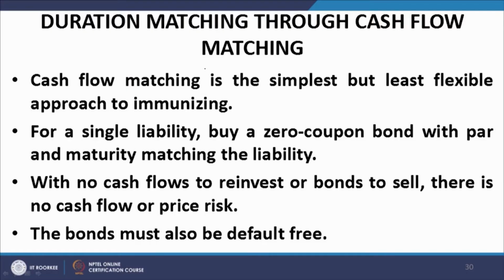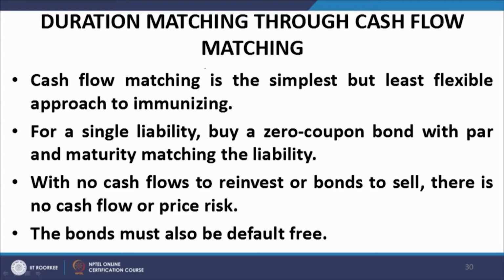So, let me quickly read out for you. Cash flow matching is the simplest but the least flexible approach to immunizing for a single liability. Buy a 0 coupon bond with par and maturity matching the liability. So, the final cash flow, the redemption cash flow, must be equal to the value of the liability, and it should occur at the same point in time at which you have to make payment against the liability.